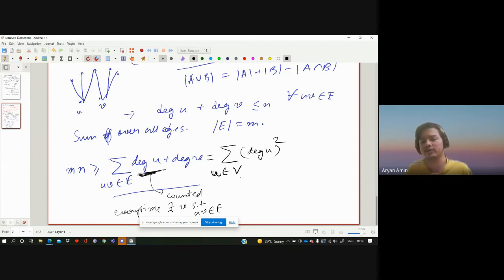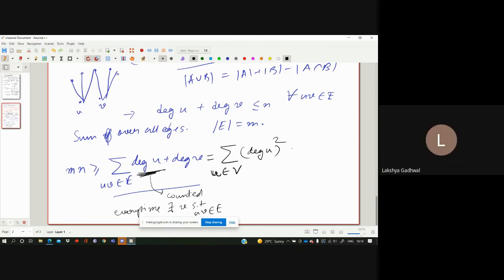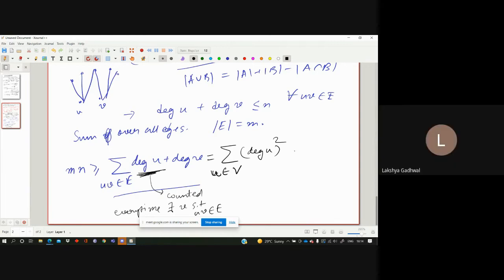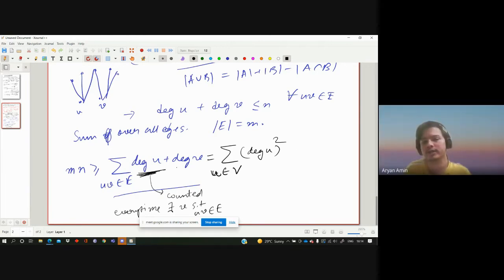Does anyone have any questions regarding this? How I am changing the sum? What about the degree v term? Yes, what about the degree v term? You can just think about them separately. Degree v also gets counted whenever there is a u such that uv is an edge. So it doesn't really affect the final thing, as they don't really talk to each other. Does that make sense?